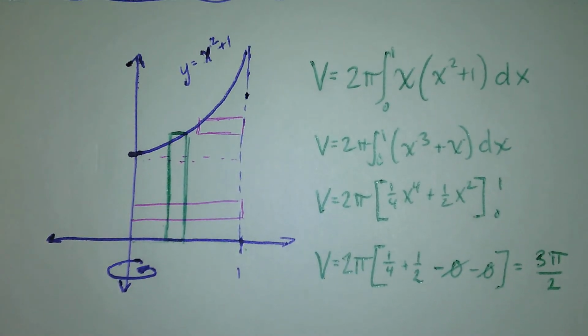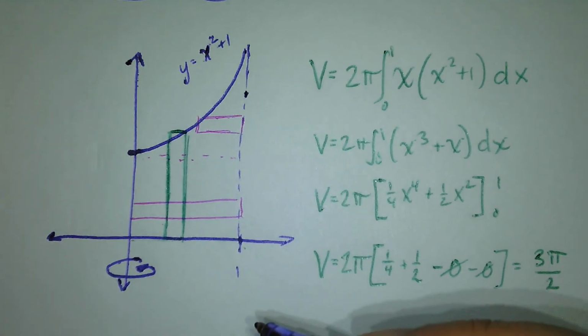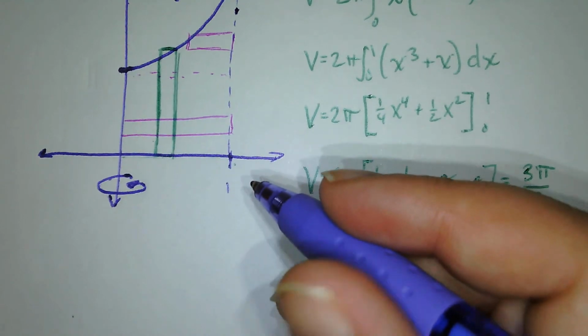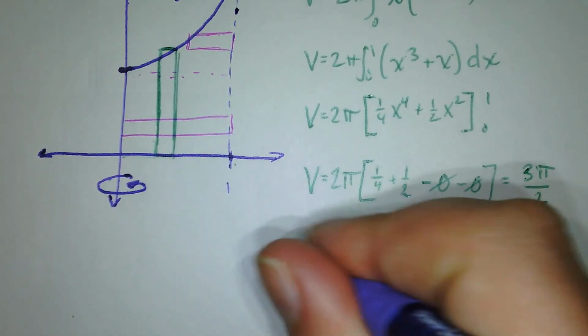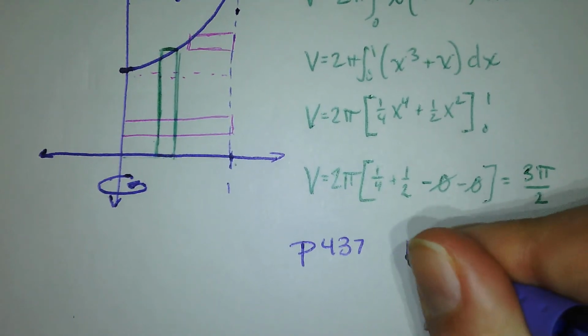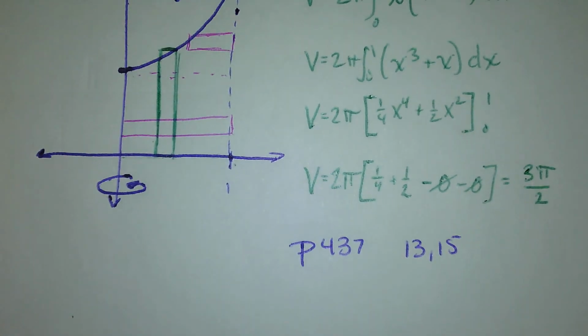All right. Anyhow, these ones I want you to try out. These are going to rotate around the x-axis, which means you'll do them in terms of y. That'll be numbers 13 and 15 on page 437. We can work on some of these together. If you get stuck, let me know.